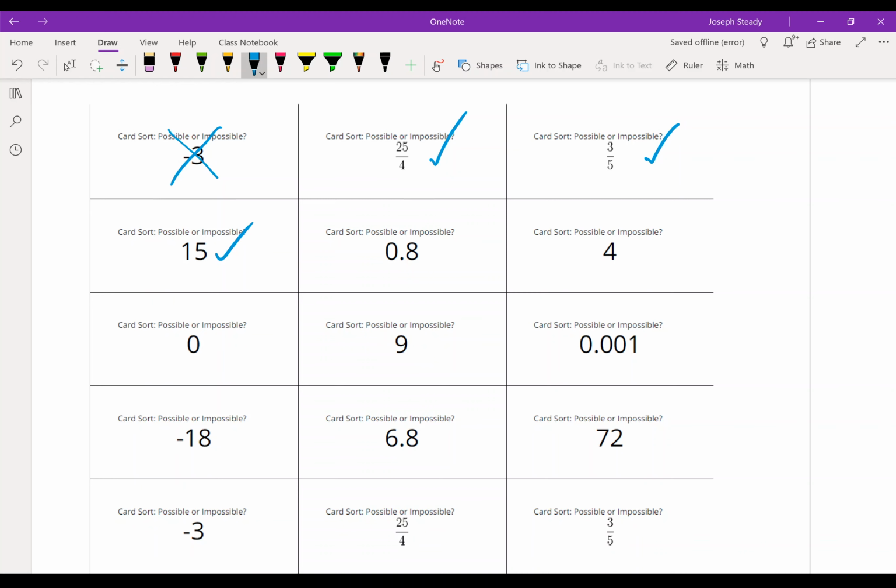Scanning along, I don't find another issue until around -18, because here again we have a negative side length. That will be a problem for our situation.